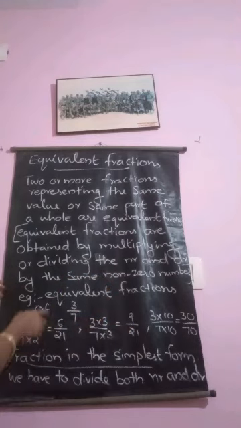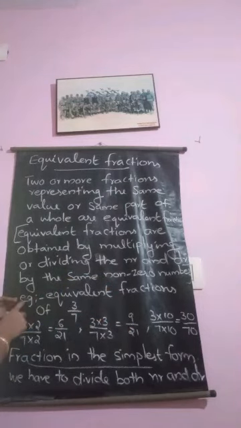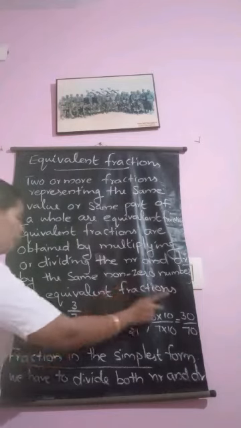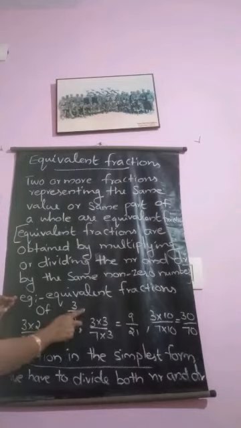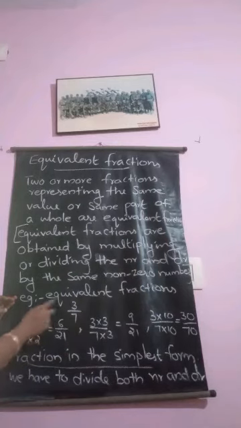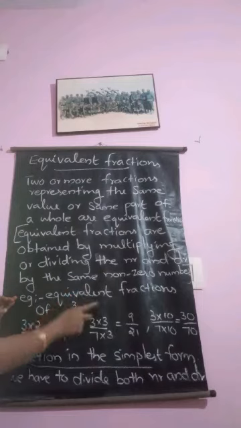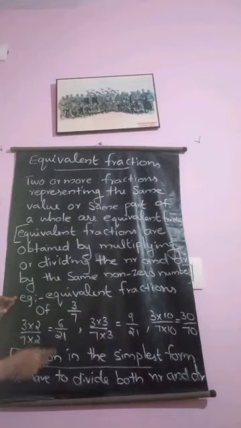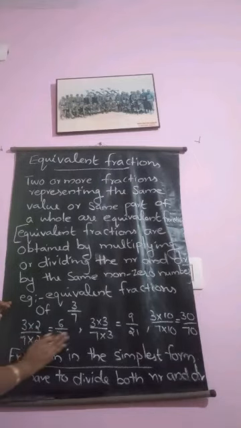So let us go through the same. How to find out equivalent fractions of 3 by 7. Given number is 3 by 7. Select a number. Suppose the teacher has selected 2. Multiply both numerator and denominator by 2. 3 2s are 6, 7 2s are 14.